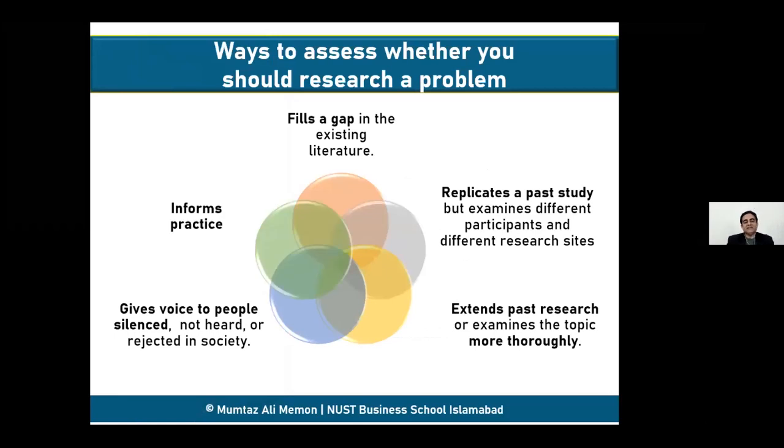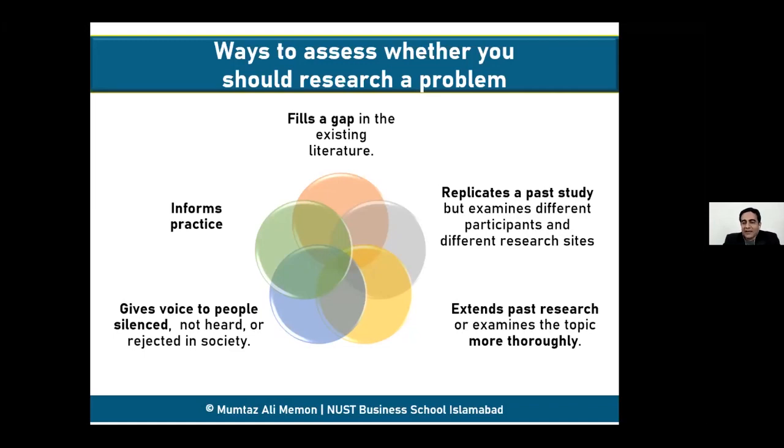Now, when somebody asks Creswell ways to assess whether you should research a problem, Creswell replied, yeah, I'm talking about Creswell's chapter on identifying a research problem. He said, yes, if it fills a gap in the existing literature, you can think about that problem. For example, you find that the students are not satisfied, and you want to focus on the factors affecting student satisfaction. Why are some students more satisfied and others less satisfied?